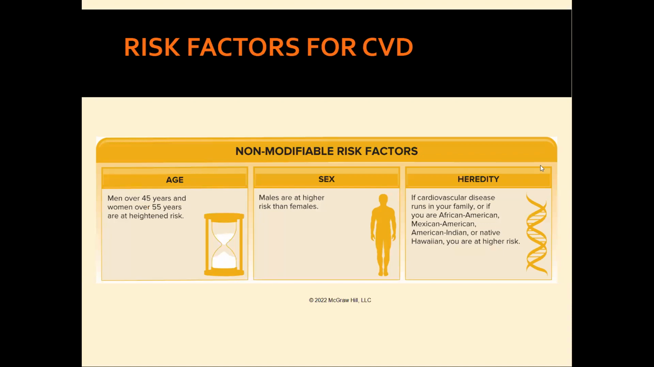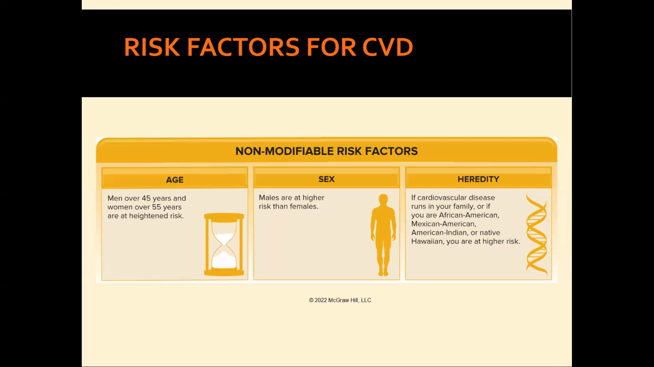Okay, so we have modifiable and non-modifiable risk factors. Looking at the non-modifiable risk factors and how they contribute to cardiovascular disease, we can look at them in terms of age, sex, and heredity. When we talk about age, men above age 45 and women above age 55 start to have an increased risk of developing heart disease. This seems to be related, at least in part, to the sex hormone differences between males and females.